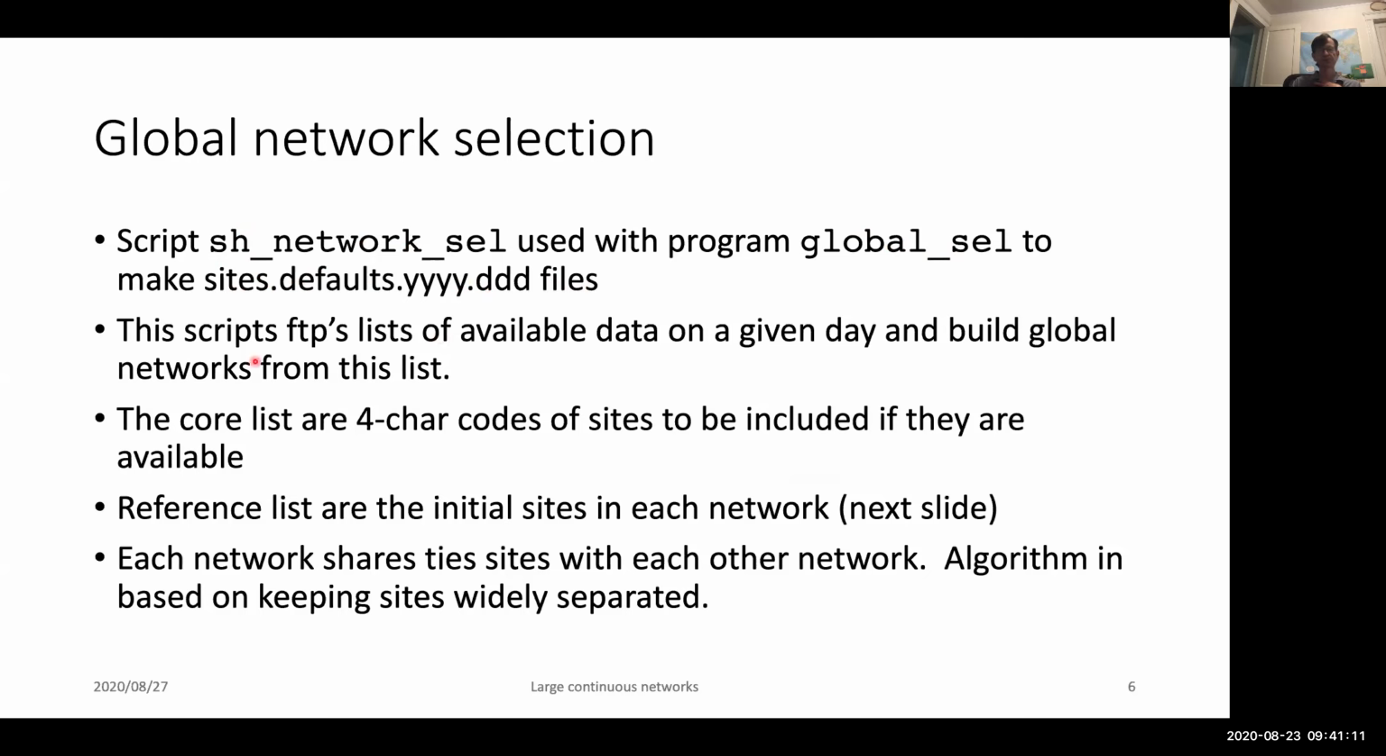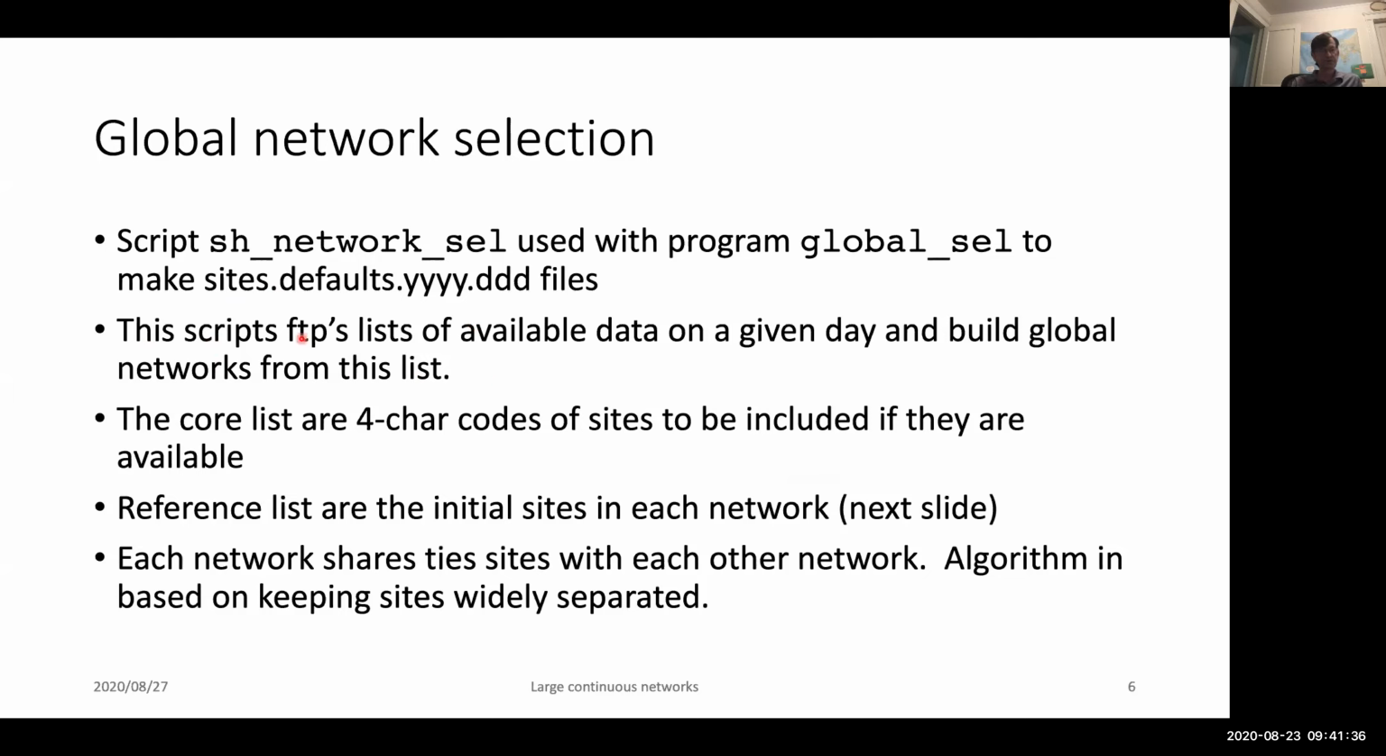So this shell script uses FTP lists of the available data on a given day, and this builds up that global network. The standard approach here is to FTP a list of available files and their sizes from the various archives around the world: CDDIS, SOPAC, IGN. There's a list of about half a dozen that we typically use.